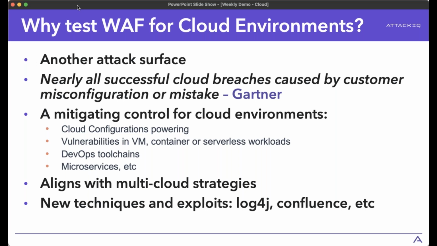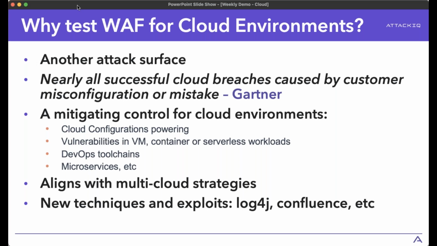For things like serverless workloads, that gets a little bit more vague because some of these serverless workloads deal with things like, for AWS, think of AWS Lambda functions. But still, if there are weaknesses there that a web application is leveraging, then a WAF might help in mitigating those threats.